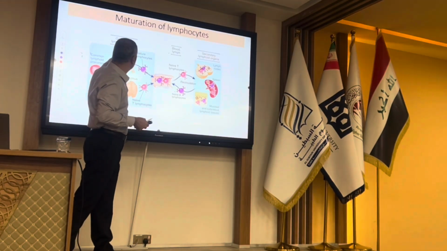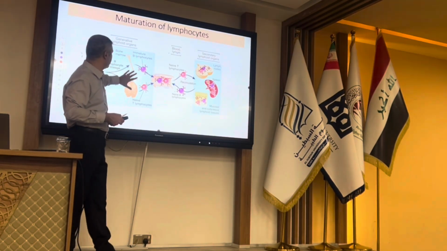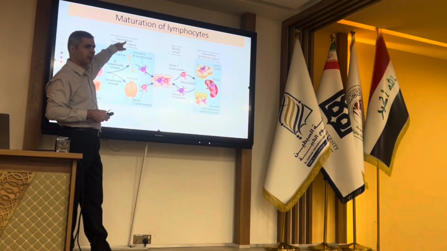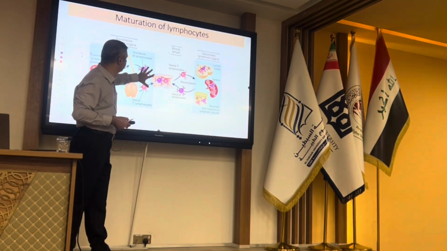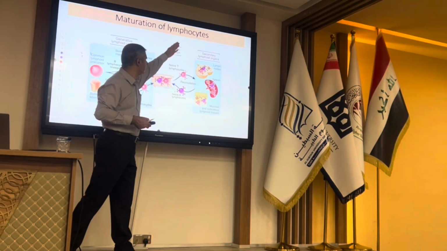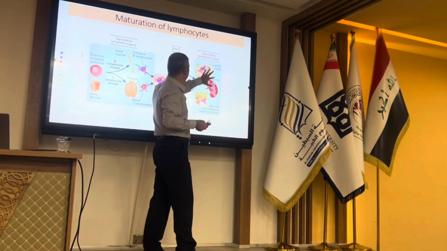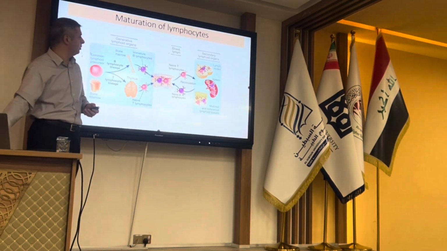And after maturation inside the thymus and bone marrow, they leave the primary lymphoid organs or generative lymphoid organs. They are generation sites for the leukocytes. They leave the primary lymphoid organs and go through the circulation to the secondary lymphoid organs. And those are the organs where we have initiation of immune response.